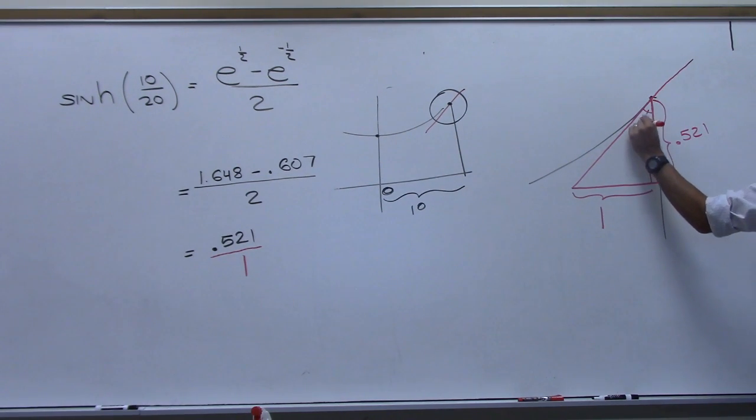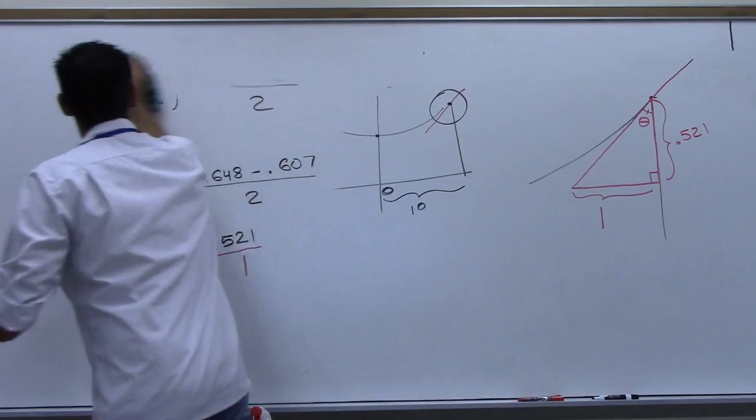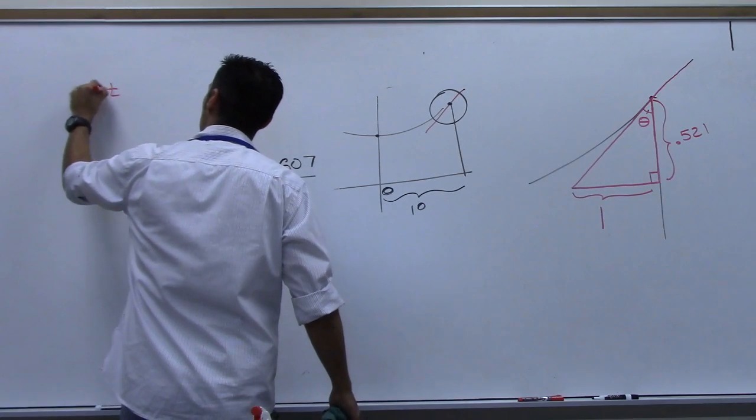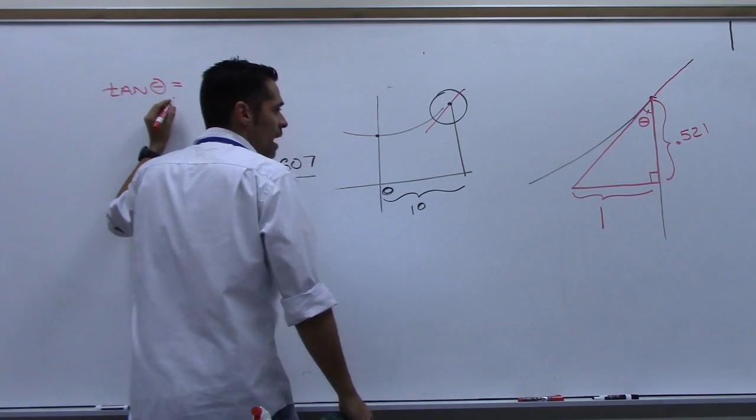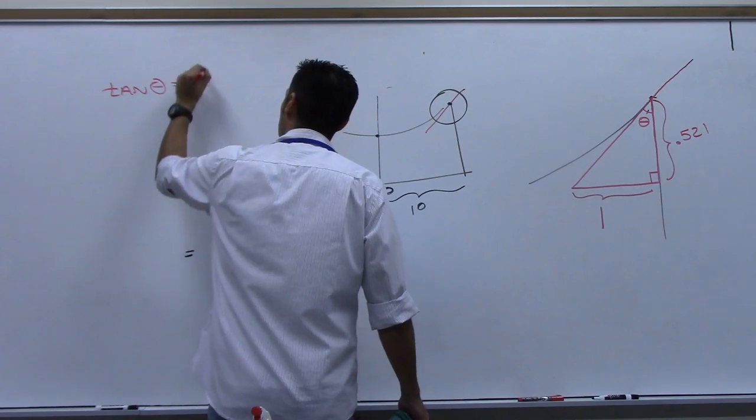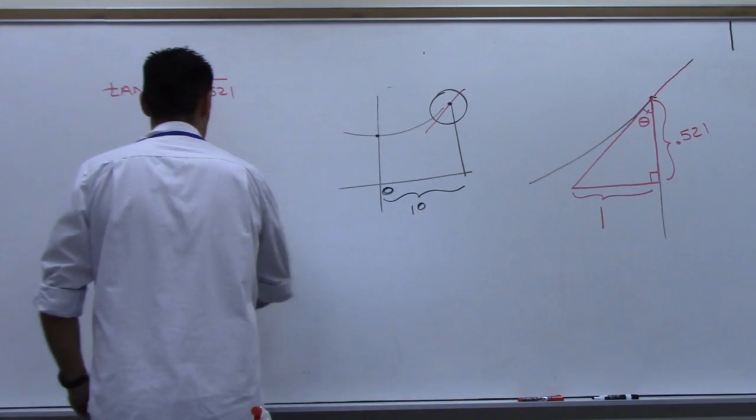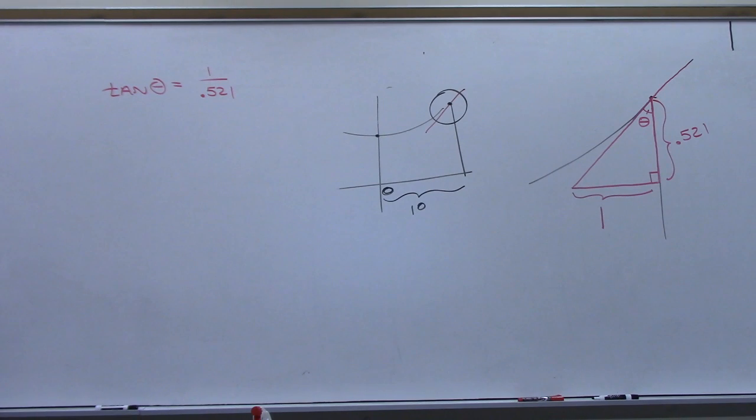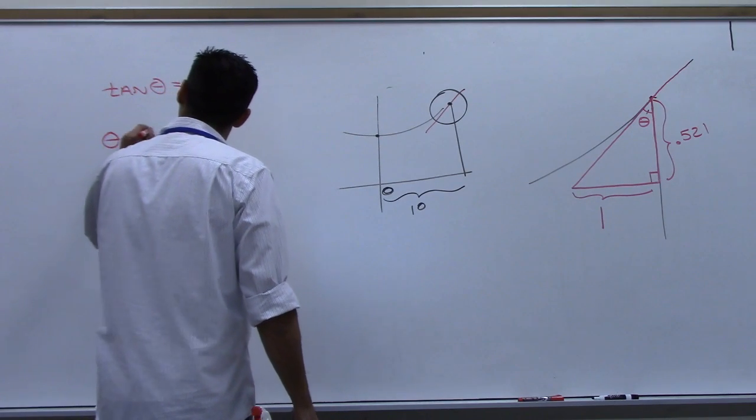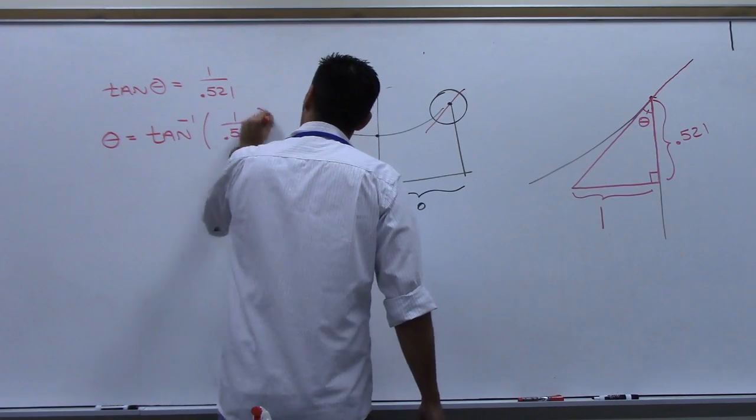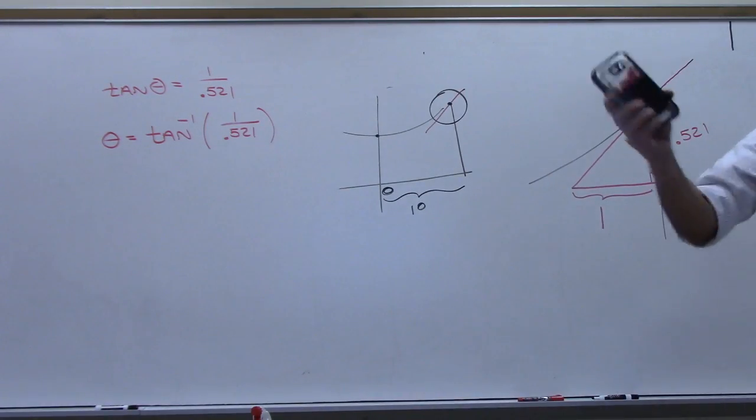And I want to know about this angle. I'll call it theta. How are you going to get theta? Opposite over adjacent, right? I know that tangent of that angle is opposite. Which is the opposite here? The 1 over 0.521. Arctan both sides, and you're there. Theta equals arctangent of 1 over 0.521. Now your answer is going to be either in radians or degrees, depending on your calculator.